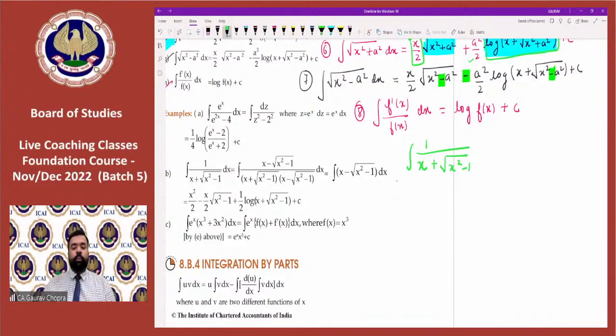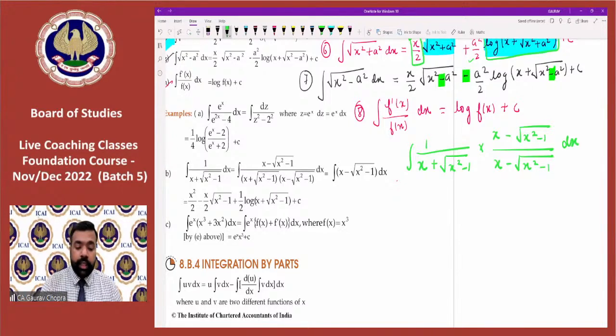Now it seems to be a complex one, but if we try to recall, there was one thing, the rationalization method in lower classes. In Class 9 and 10 we did rationalization. Whenever a root was available in the denominator, we tried to rationalize. So similarly, here also we try to rationalize. So how do we rationalize? We will write x minus root of x square minus 1 divided by x minus root of x square minus 1, and at last dx.